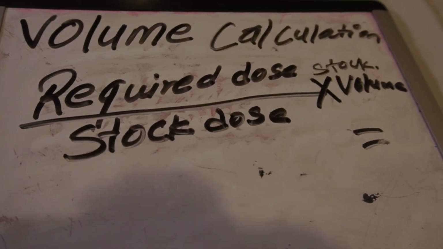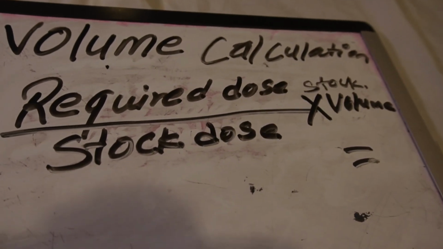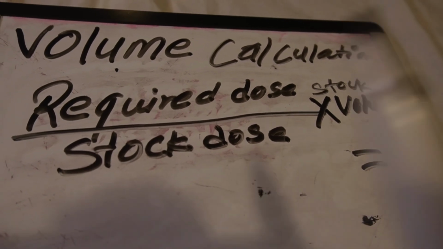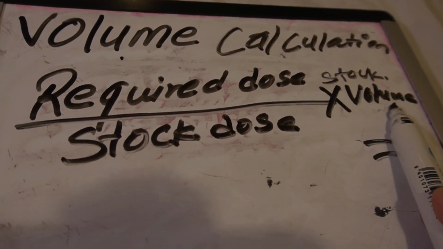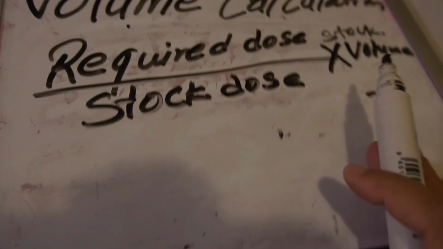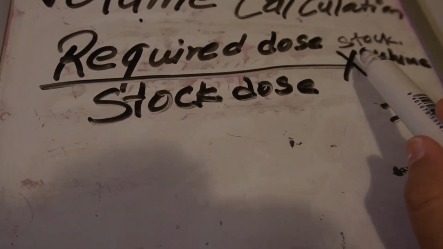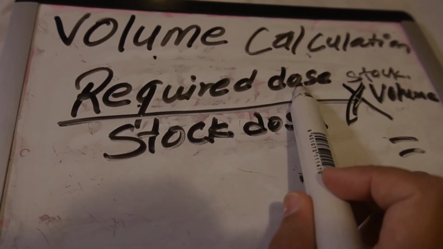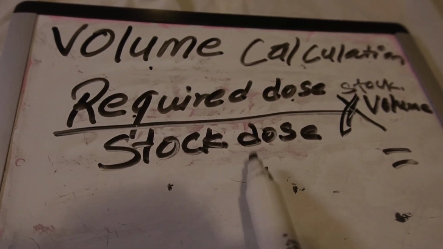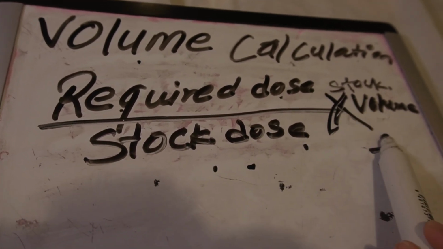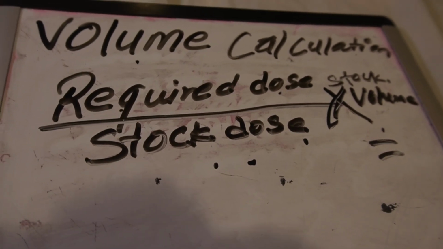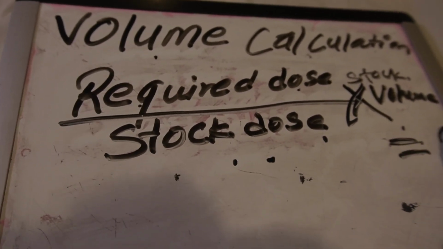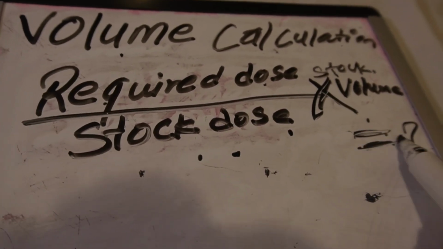The next one is volume calculations, which applies to liquids. What we did before was for the tablet; now this is for volume. The volume calculation is normally the same, but you need to add the stock volume here. The required dose, what the doctor prescribed, over the stock dose, what's in our store, times the stock volume, which is the volume of that whole medication. So that is the answer you need to figure out.